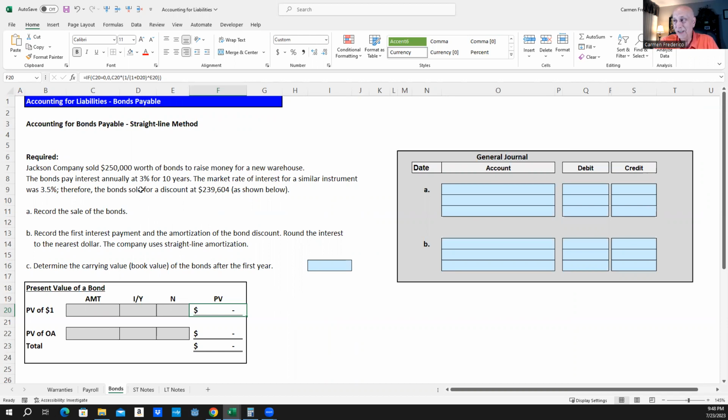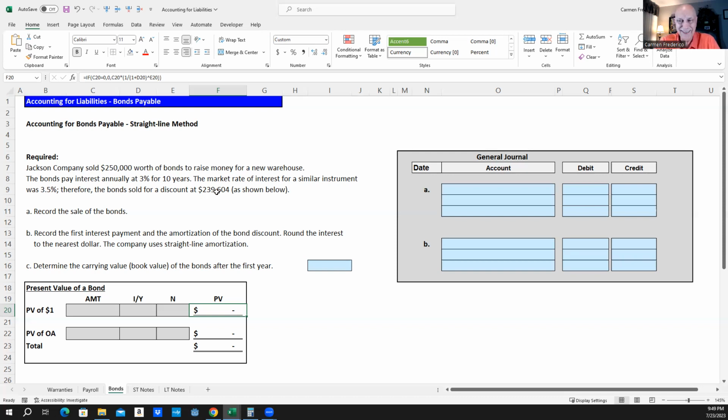The bonds pay interest at 3% for 10 years. The market rate of interest for a similar instrument was 3.5%. Therefore, the bonds sold for a discount. So when the bonds pay something less than market, they're going to sell for a discount. If the bonds were paying 4% and the market was only 3.5% for a similar instrument, they would sell for a premium. If the bonds and the market were the same, then they would just sell at par value, the $250,000. But because someone can go get another bond for 3.5%, they're only going to pay $239,604.